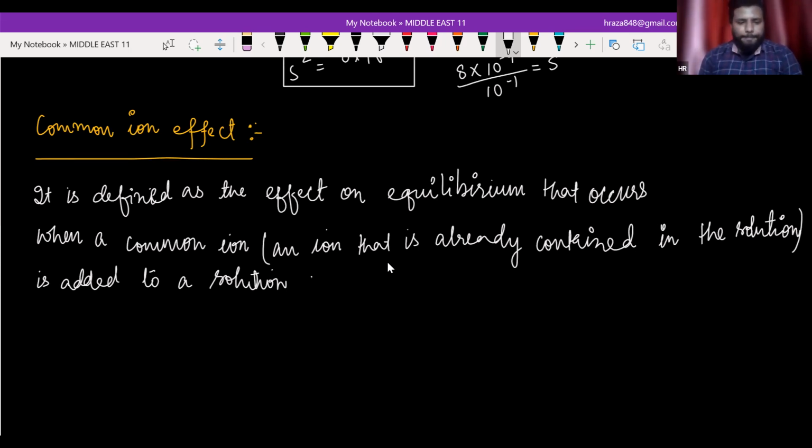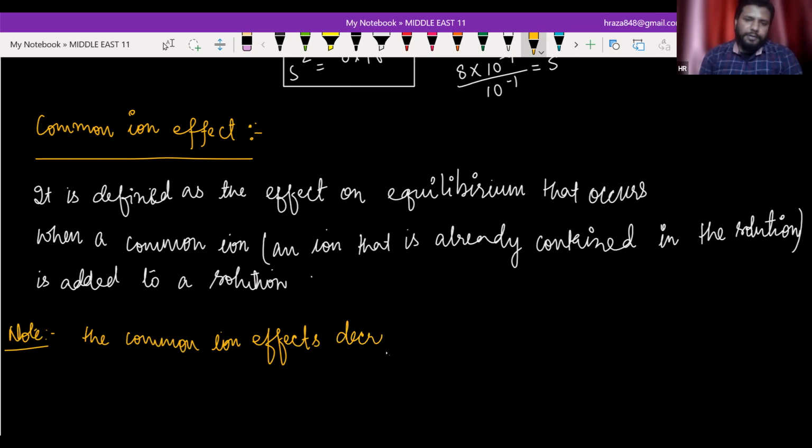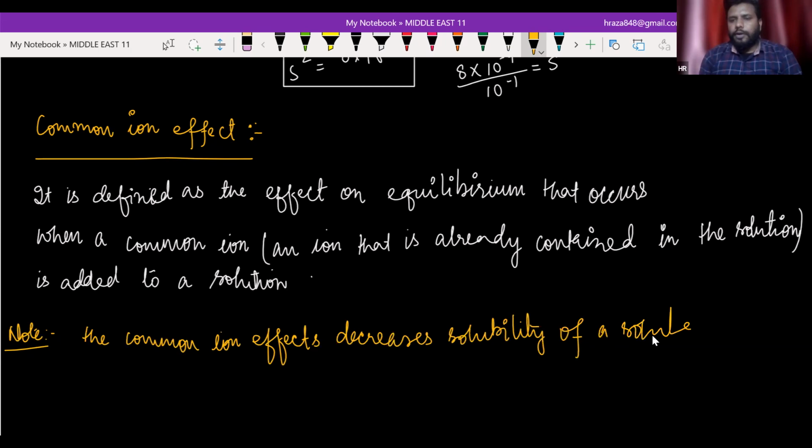Now see, here is a note. Then I will explain whatever it is. Note: the common ion effect decreases the solubility of a solute. Let me know if you are done with this, then I will explain this. Okay.